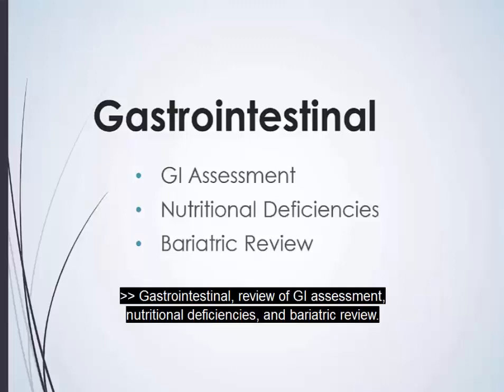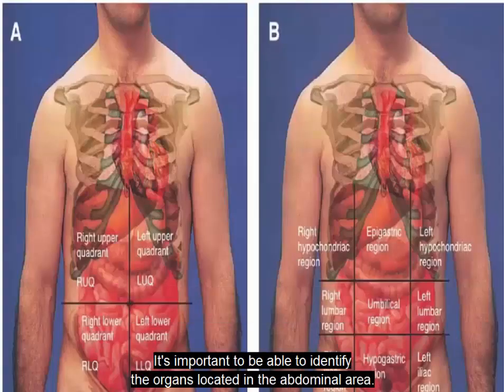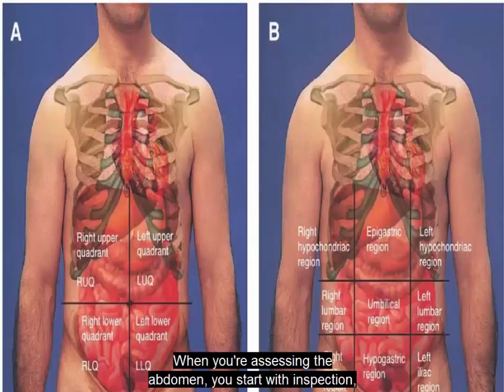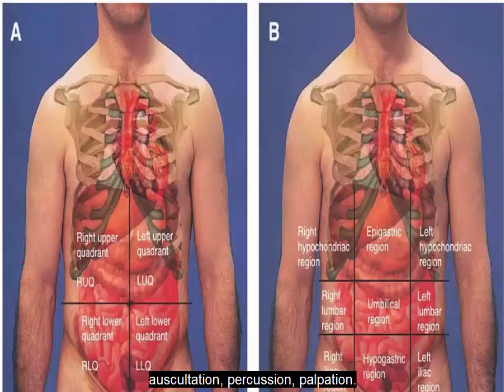Gastrointestinal, a review of GI assessment, nutritional deficiencies, and bariatric review. It's important to be able to identify the organs located in the abdominal area. When you're assessing the abdomen, you start with inspection, auscultation, percussion, palpation.